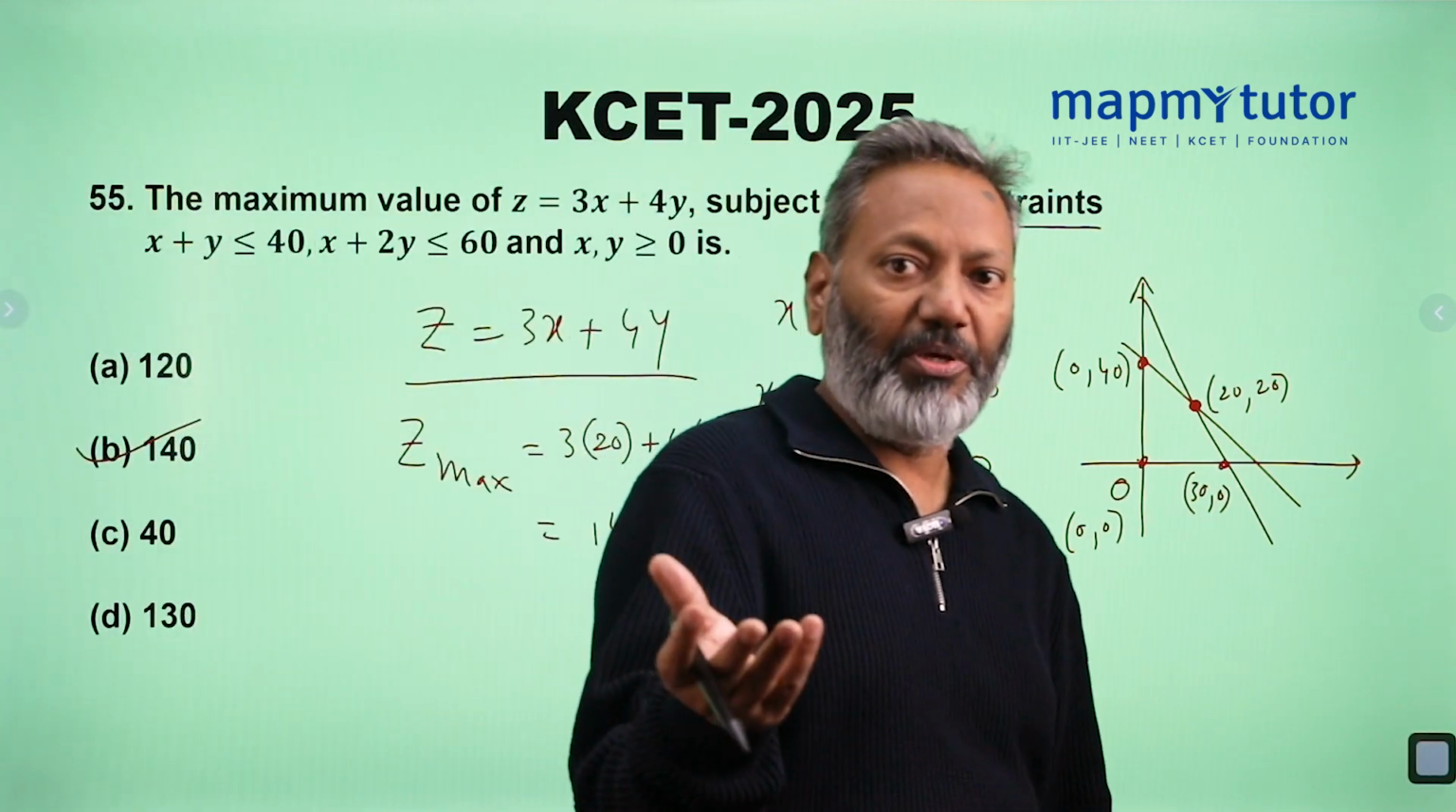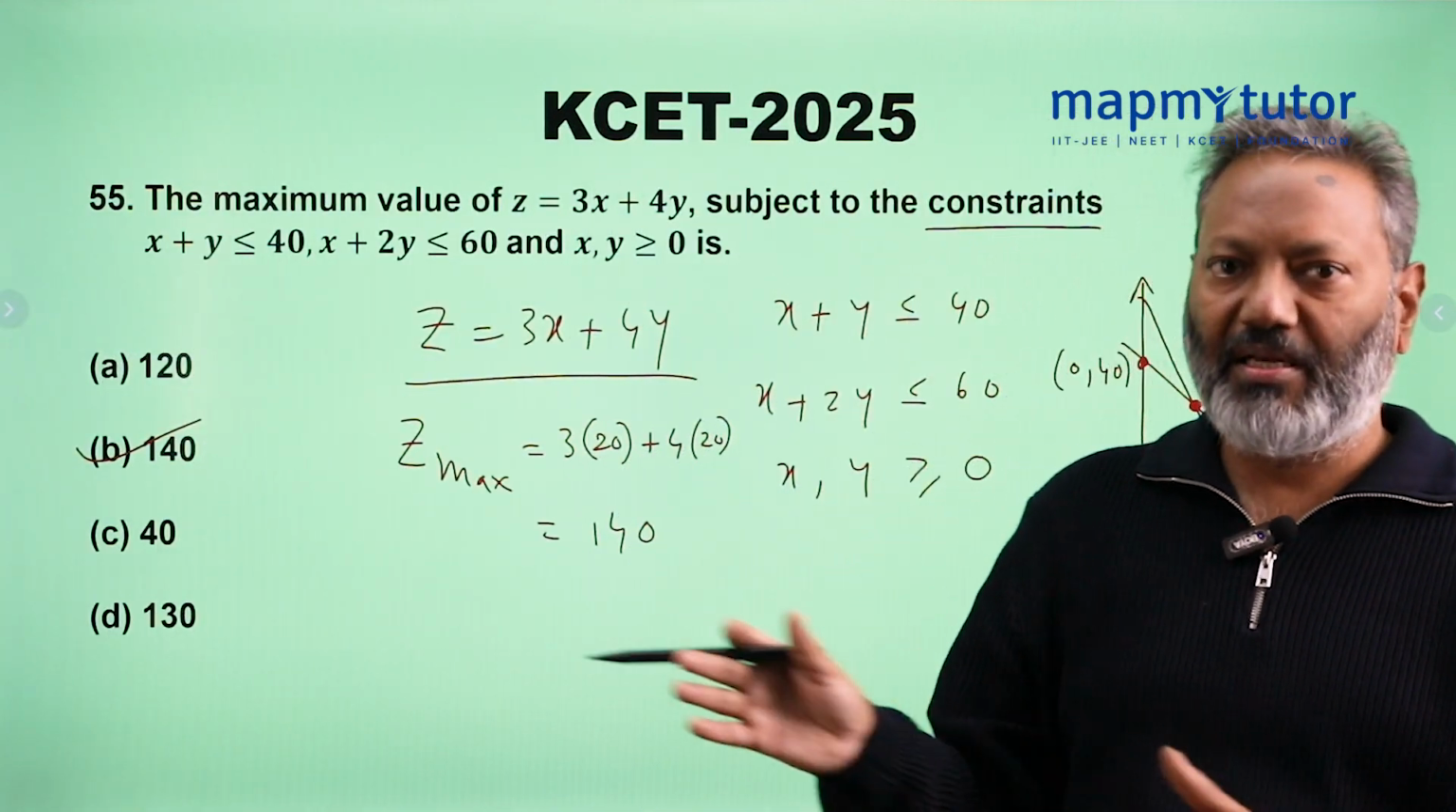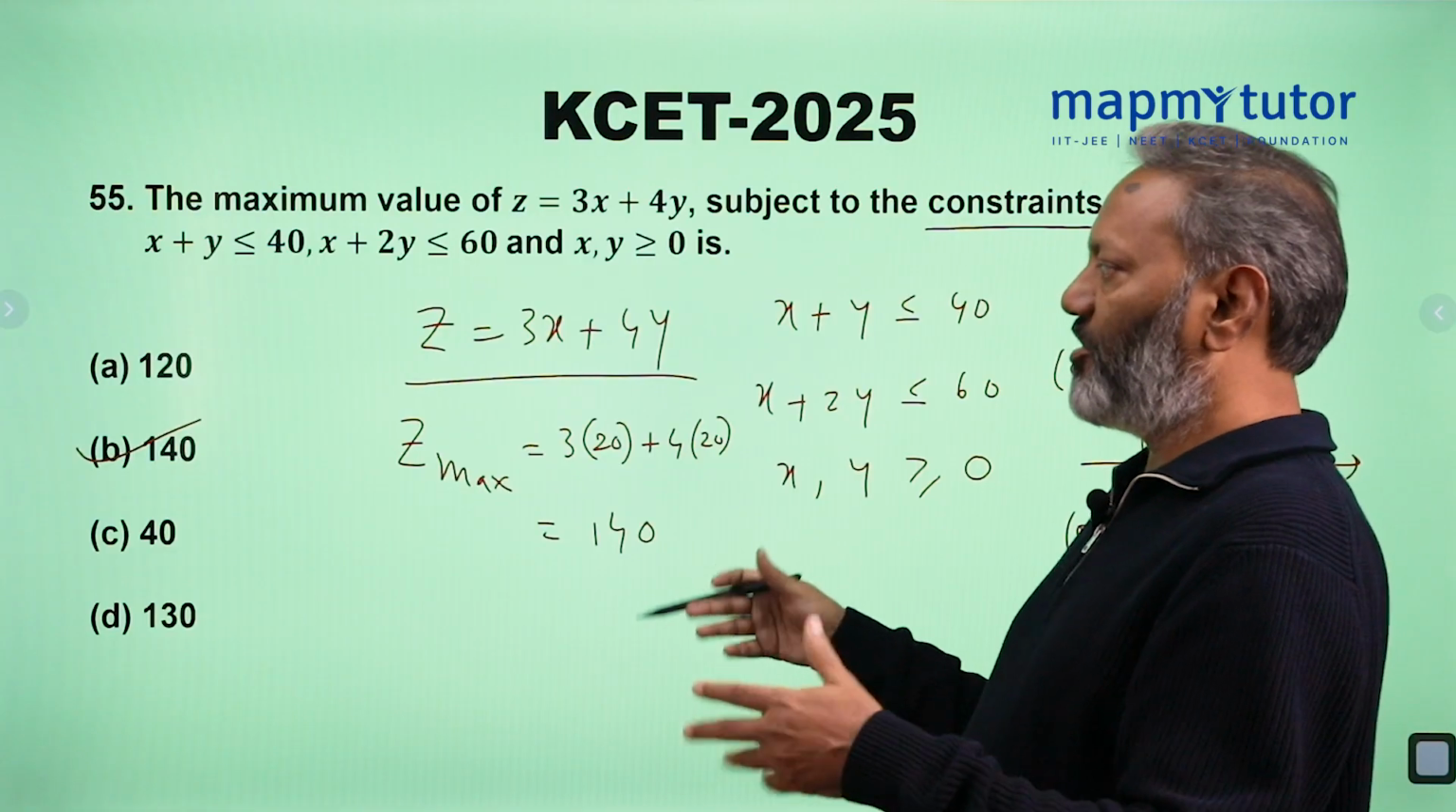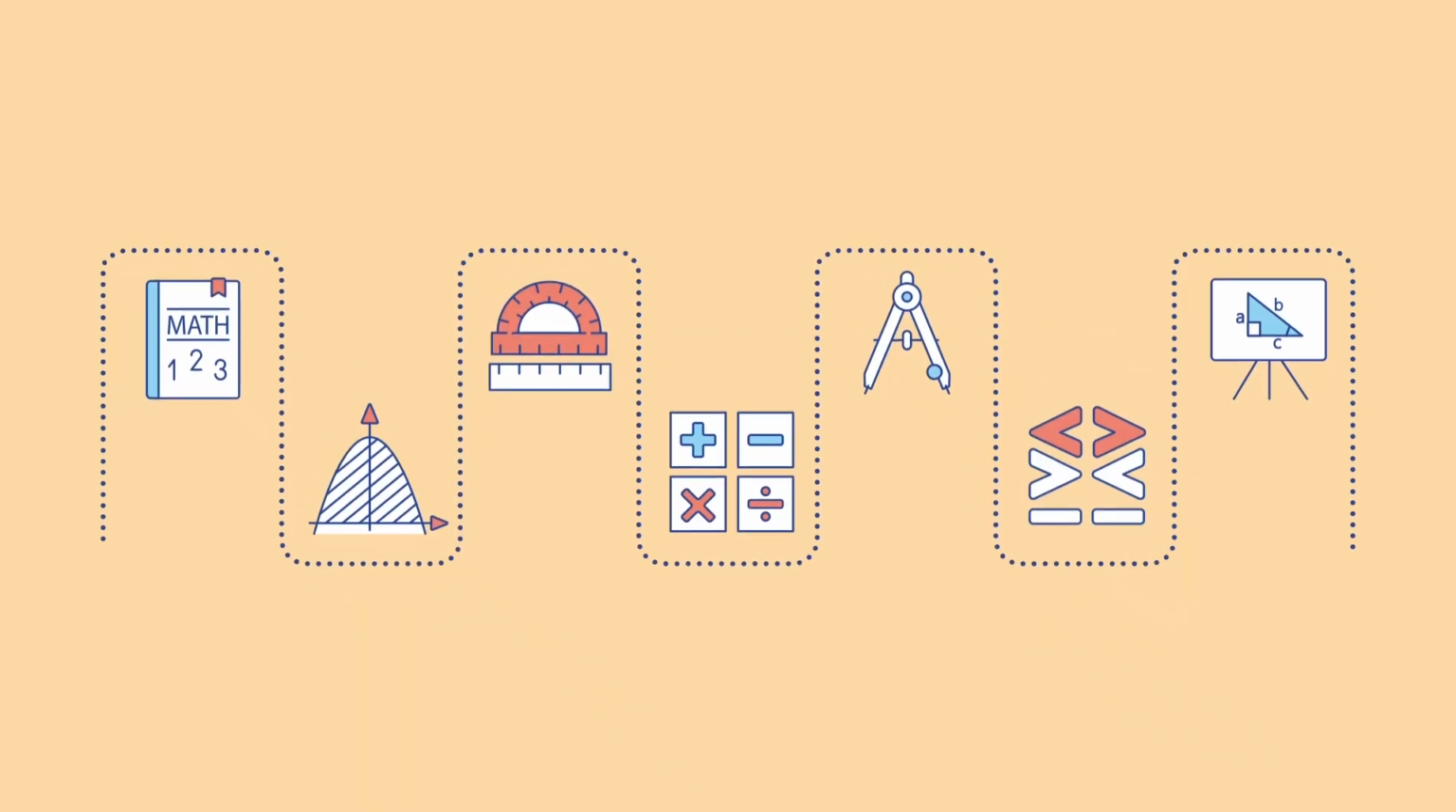Same question if they ask in PU, you have to present the entire solution. But here it is not required. Just check which is the maximum value, okay?